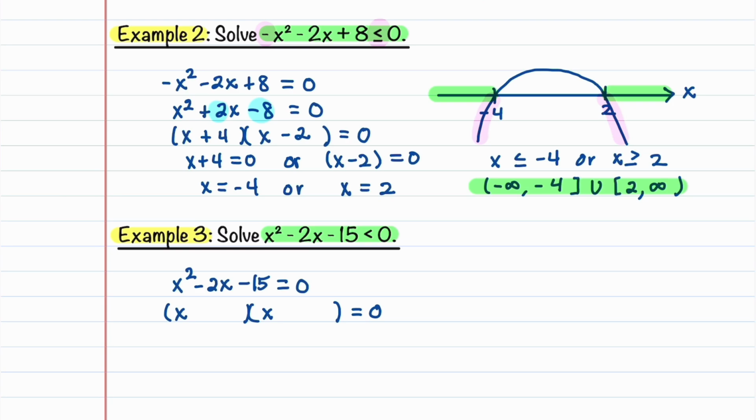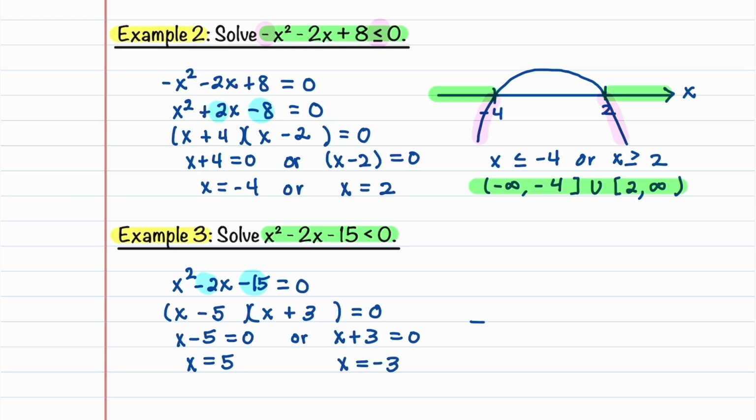And then let's look at our numbers. We have to have two numbers that multiply to get minus 15 and add to get minus 2. Those numbers are going to be minus 5 and 3. This gives us x minus 5 is equal to 0 is a solution, or we have x plus 3 is equal to 0. On the left, we get a solution x is equal to 5, and on the right, we get a solution x is equal to minus 3.